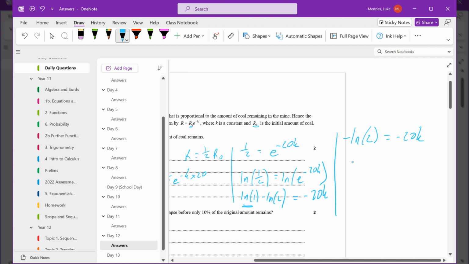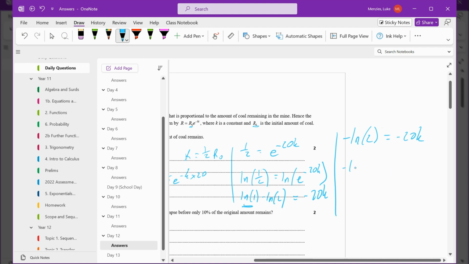Then ln. Sorry, just trying to find the eraser. Where is it? Scribble it out. Nope. I really should have done. There we go. Okay.